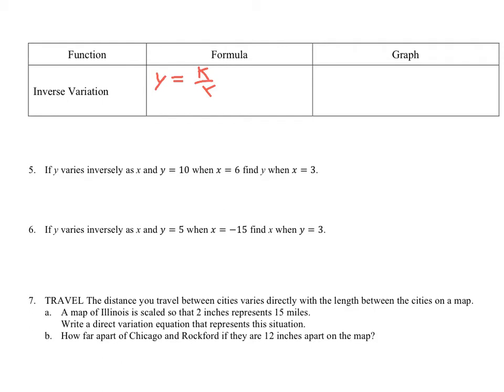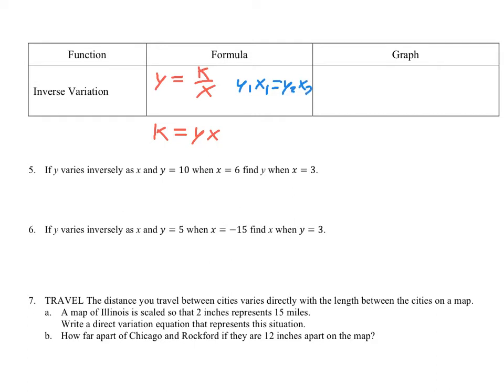So the shortcut would be, like last time, solve for k. So from that equation, k would equal y times x. And then your shortcut equation would then be y1 x1 equals y2 x2.